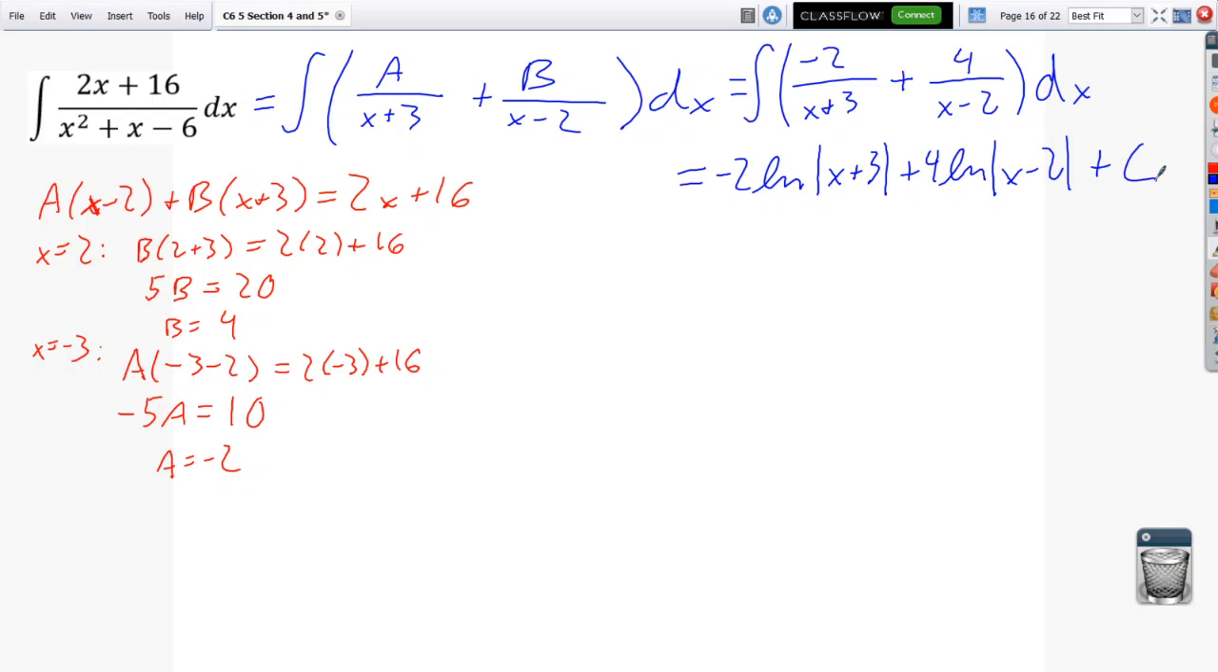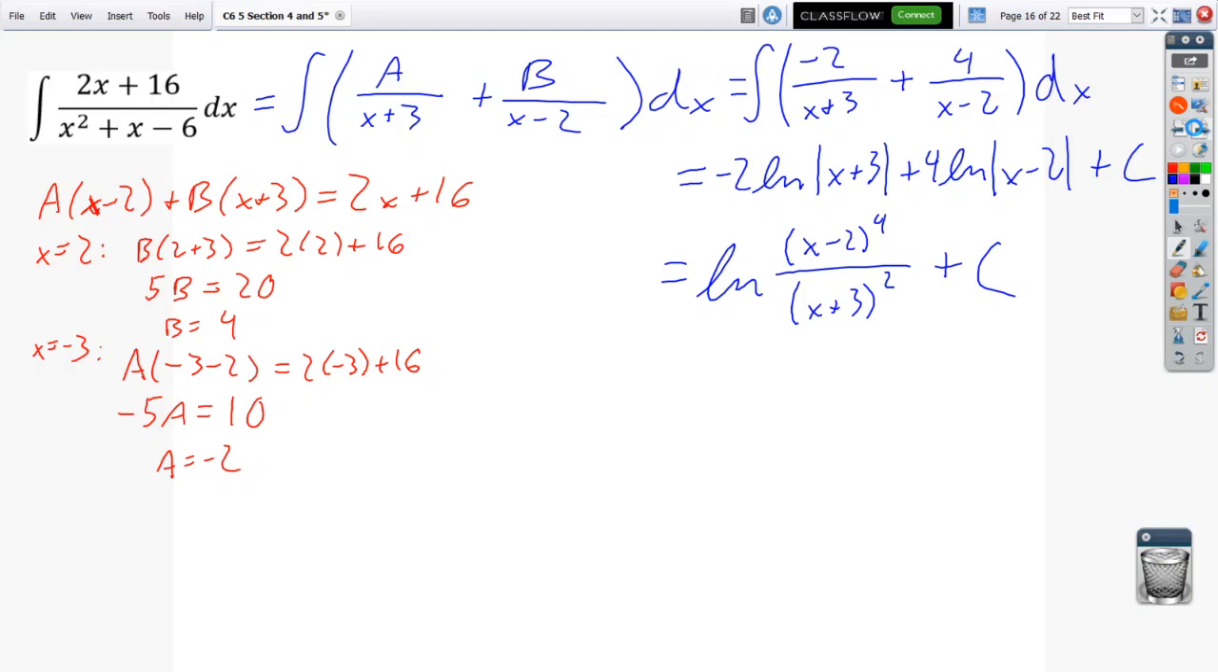And if we want to practice condensing here, I think since all of these exponents end up being even, it doesn't matter about the absolute value, we just have x minus 2 to the 4th over x plus 3 squared, plus C. So again, either of these two answers is acceptable.